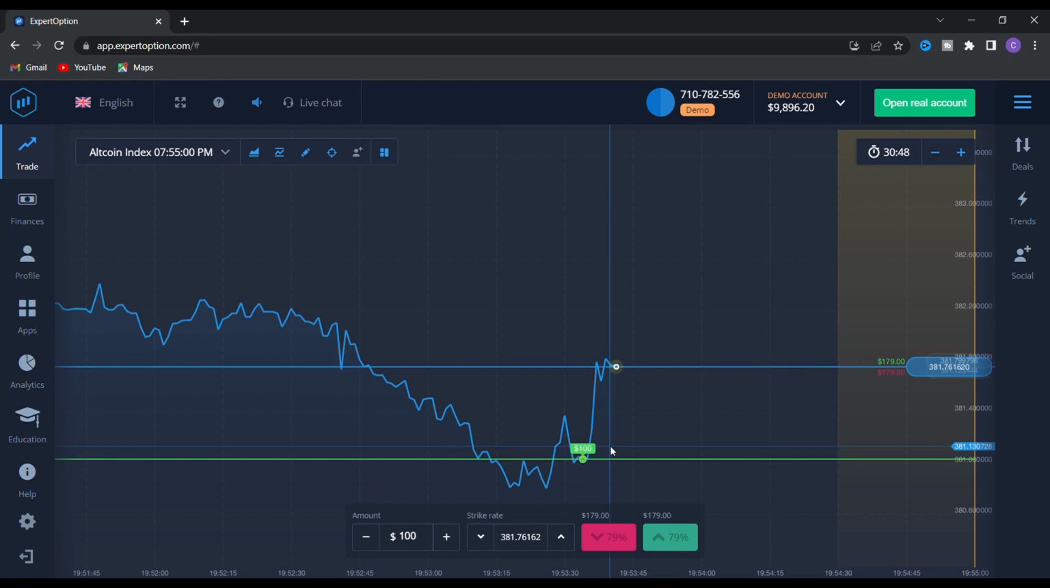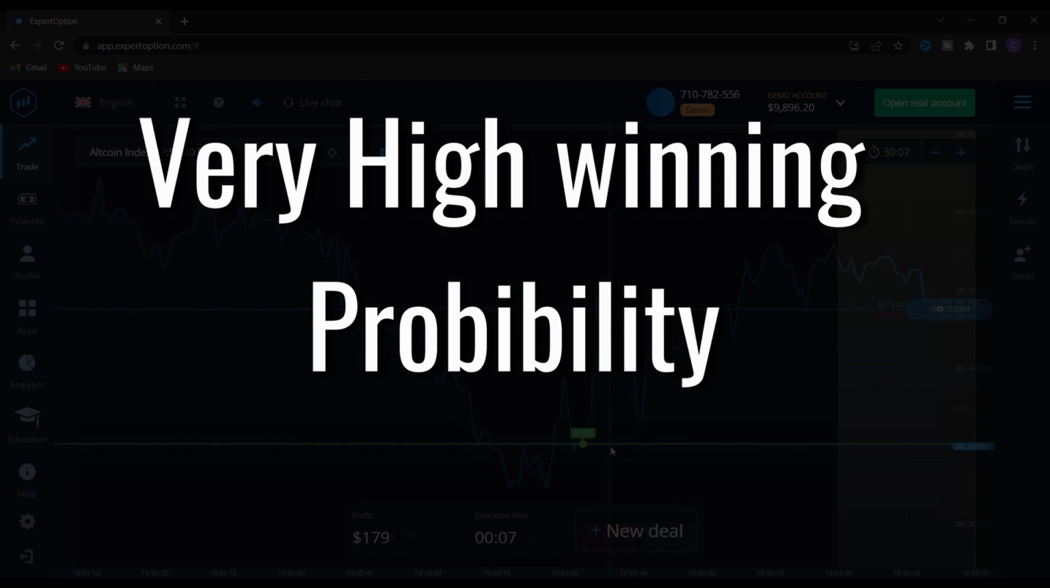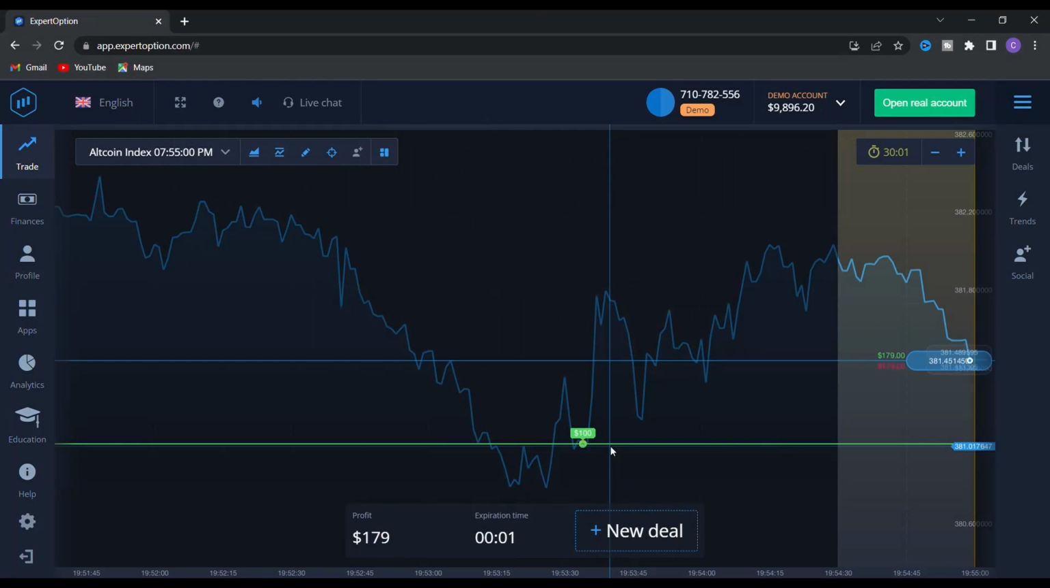The advantage of this strategy is that it has a very high winning probability. But as always, I say, do not place an order without proper analysis of the market. If you didn't analyze the market and tried to place a trade using this strategy, the winning probability will decrease.